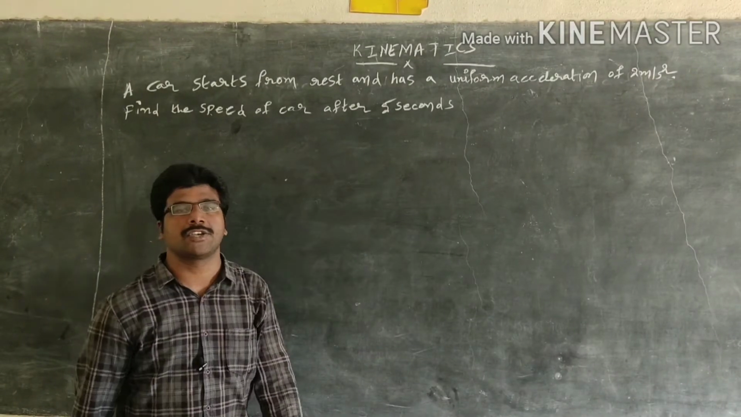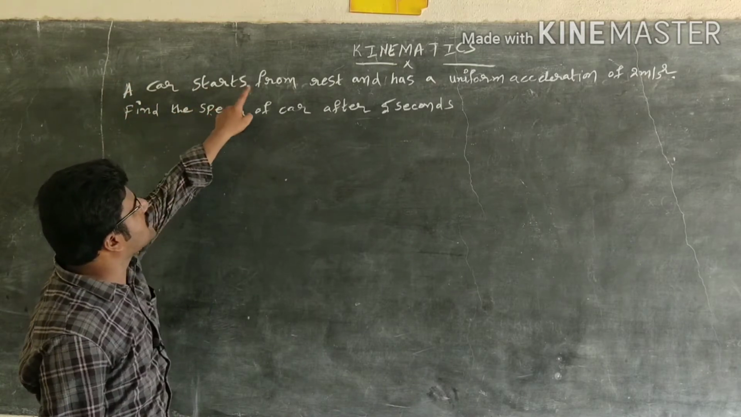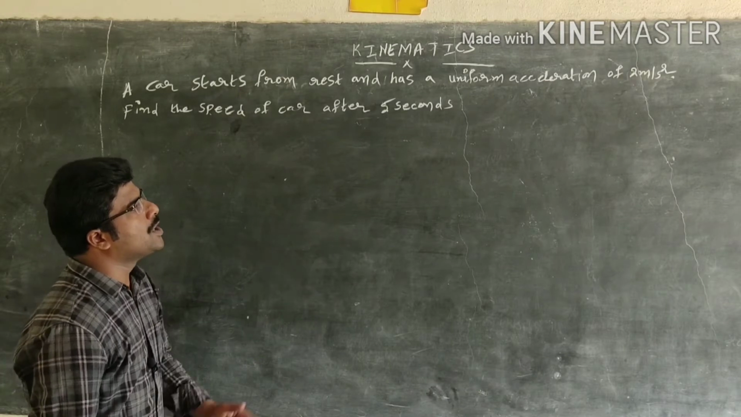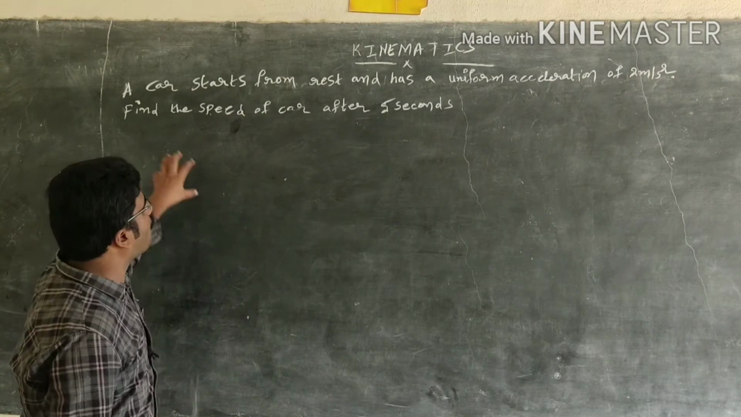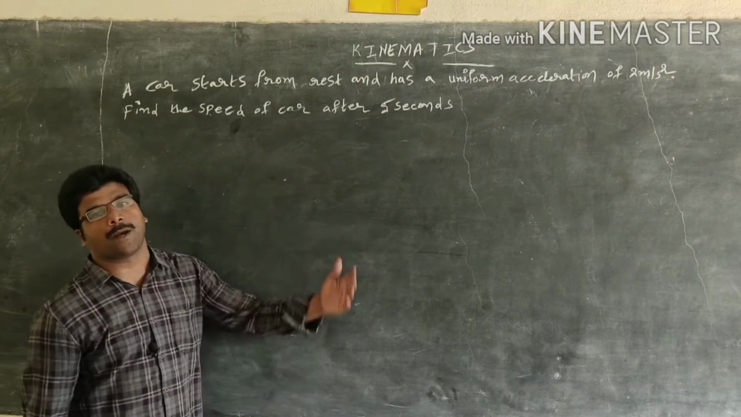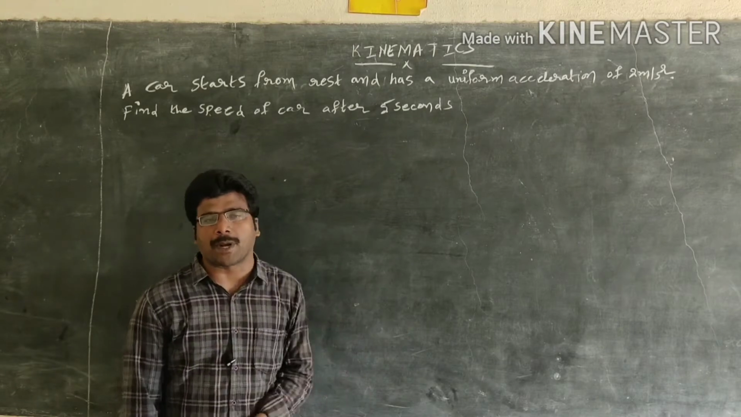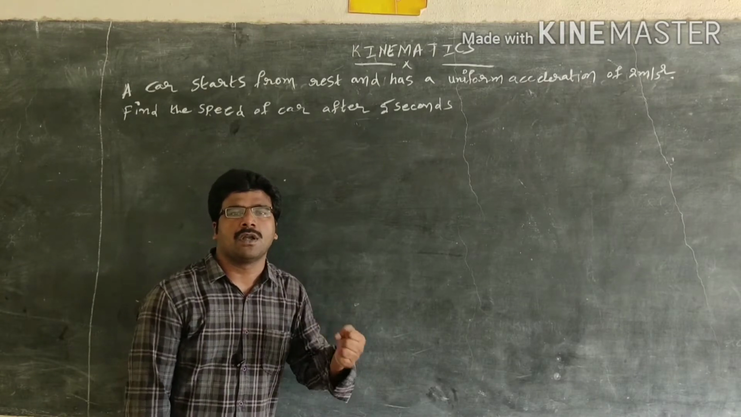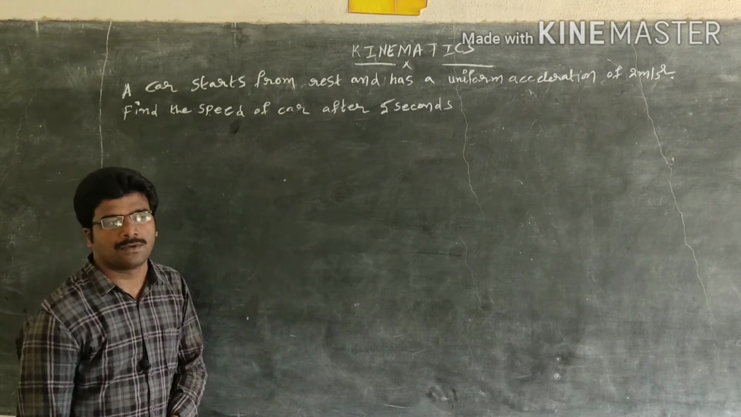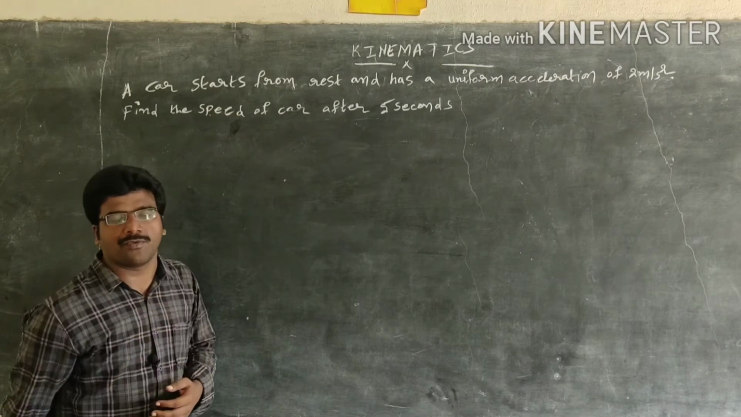Right, coming to the next numerical. This is the next problem. A car starts from rest and has a uniform acceleration of 2 meters per second squared. Find the speed of the car after 5 seconds. This is the problem. Now, in physics, in order to do the problem, first we write down the values given in the problem, and then see what term we want to calculate.